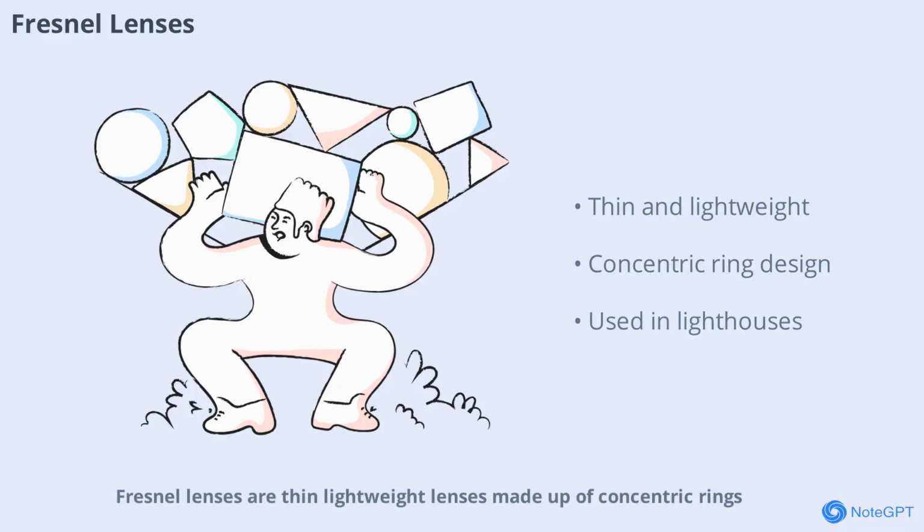Fresnel lenses are thin, lightweight lenses made up of concentric rings. They can focus light like a traditional lens but with much less material. Fresnel lenses are used in lighthouses, overhead projectors, and even some vehicle headlights, demonstrating the versatility of lens technology.